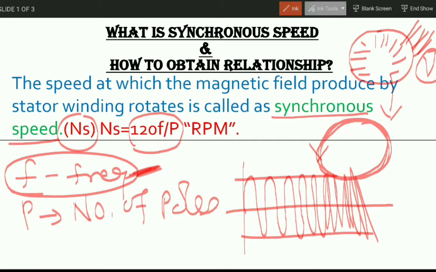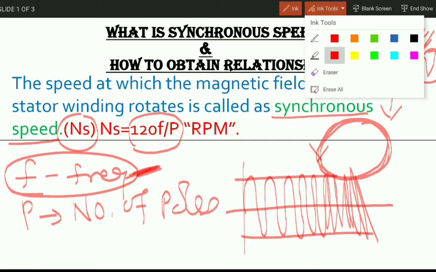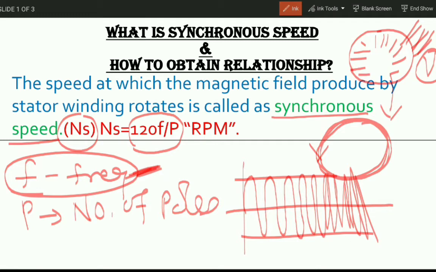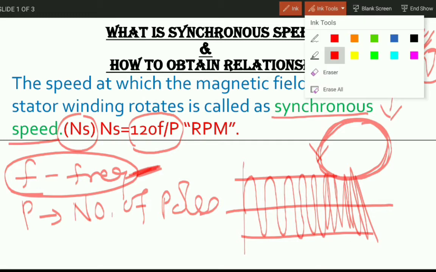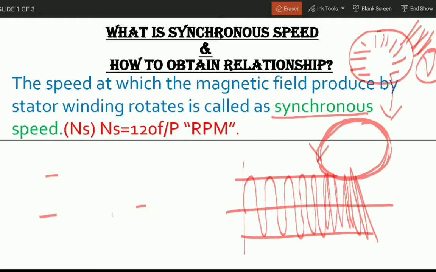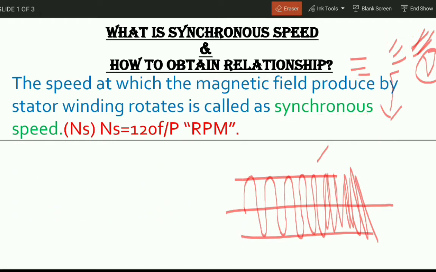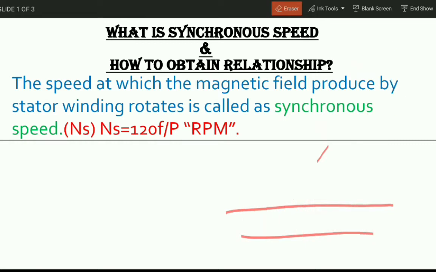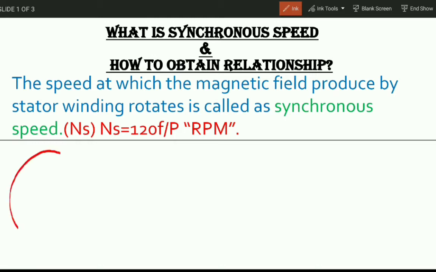Now I'm going to tell you how to get this particular relation. Listen carefully because this is very important, and if you understand this logic, it will become very easy in the coming topics. Let us first assume two poles. Let's say we have a stator with only two poles, N and S.